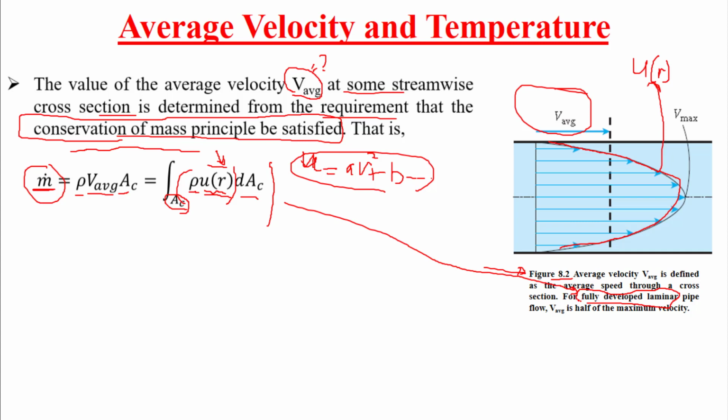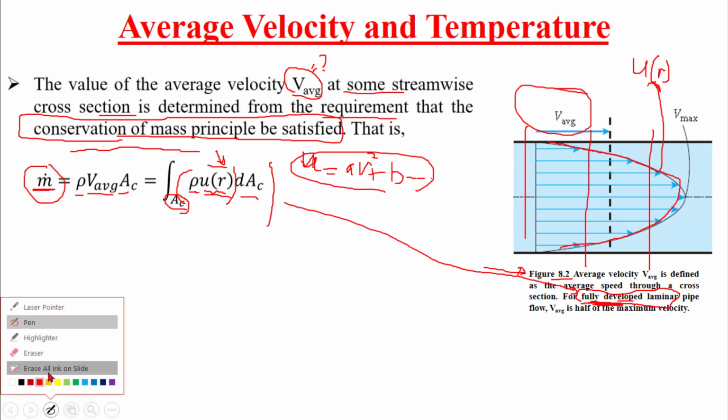Why the fully developed region? Because the profile becomes constant, as I'll explain later on. So this velocity profile varies from one location to another location to another location, but it becomes constant when we are in the fully developed region. I'll talk about this region later on. Okay, so let me erase.